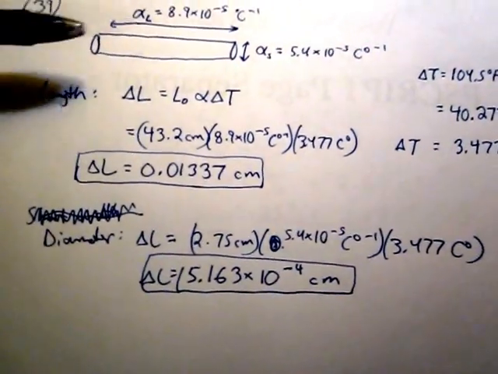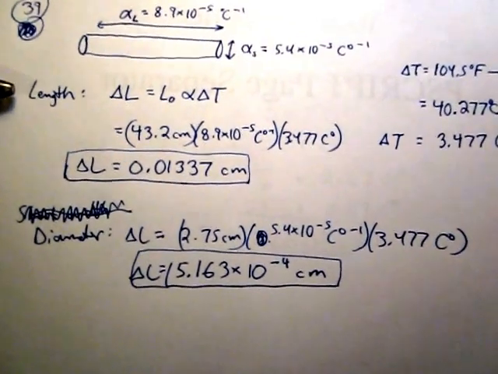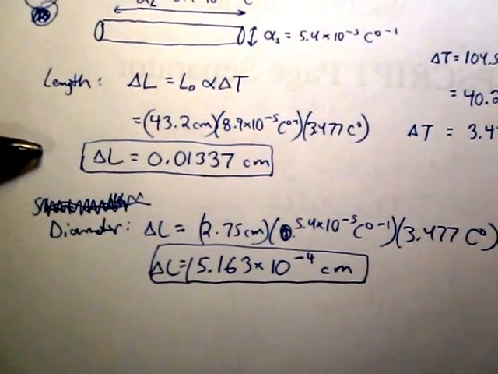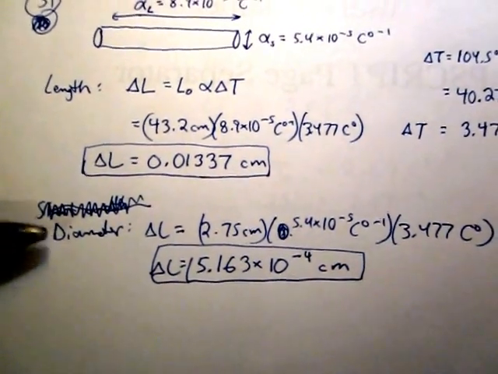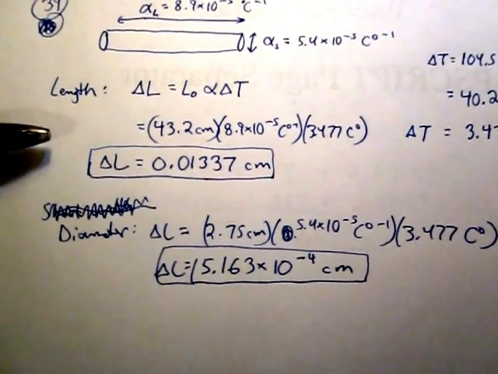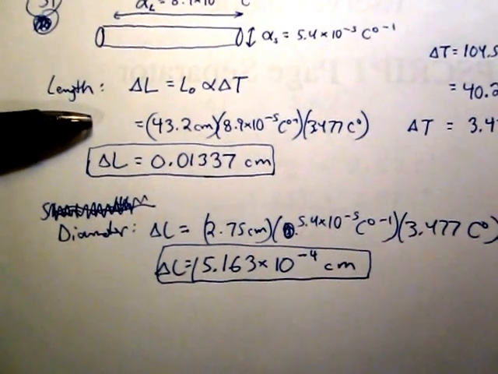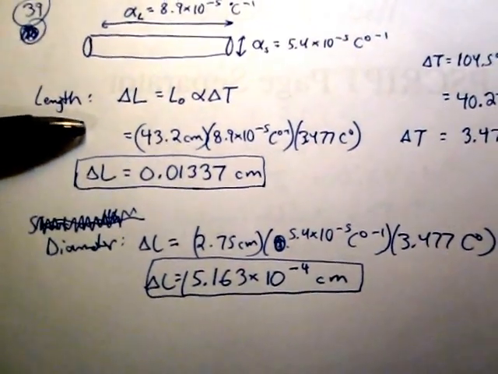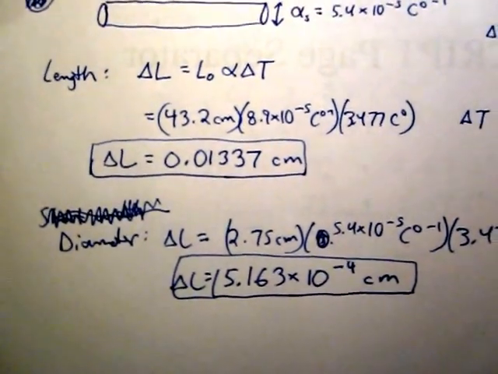Now we apply that to our length expansion. Here I'm treating them separately. At the top of the screen you see how I deal with the length of the bone, and at the bottom how we deal with the diameter of the bone. So along the length of the bone, delta L is its original length, 43.2 centimeters, times 8.9 times 10 to the negative 5 times the change in temperature, 3.477 degrees Celsius.